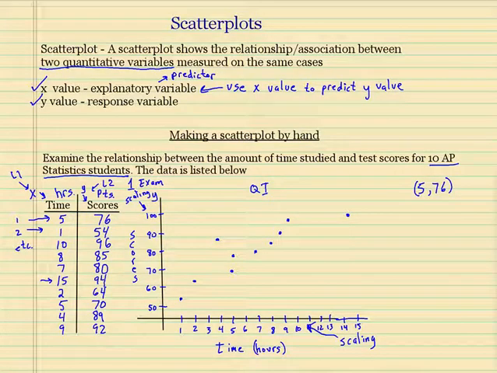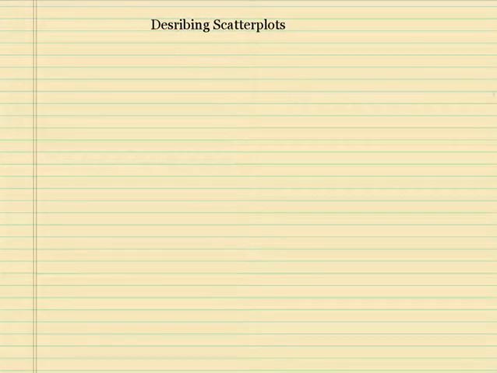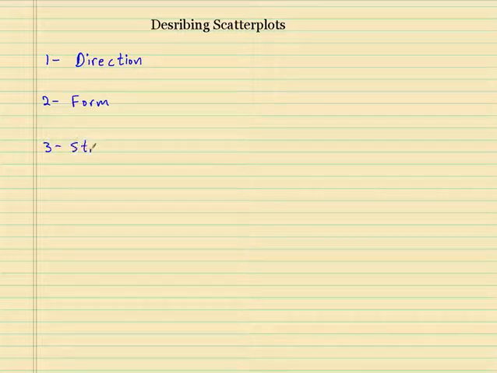Let's just give you a quick overview. Now we're going to get into describing them. There's 3 things we always want to describe. That would be the direction. The second thing we want to talk about is the form. And the third thing we want to describe is the strength.